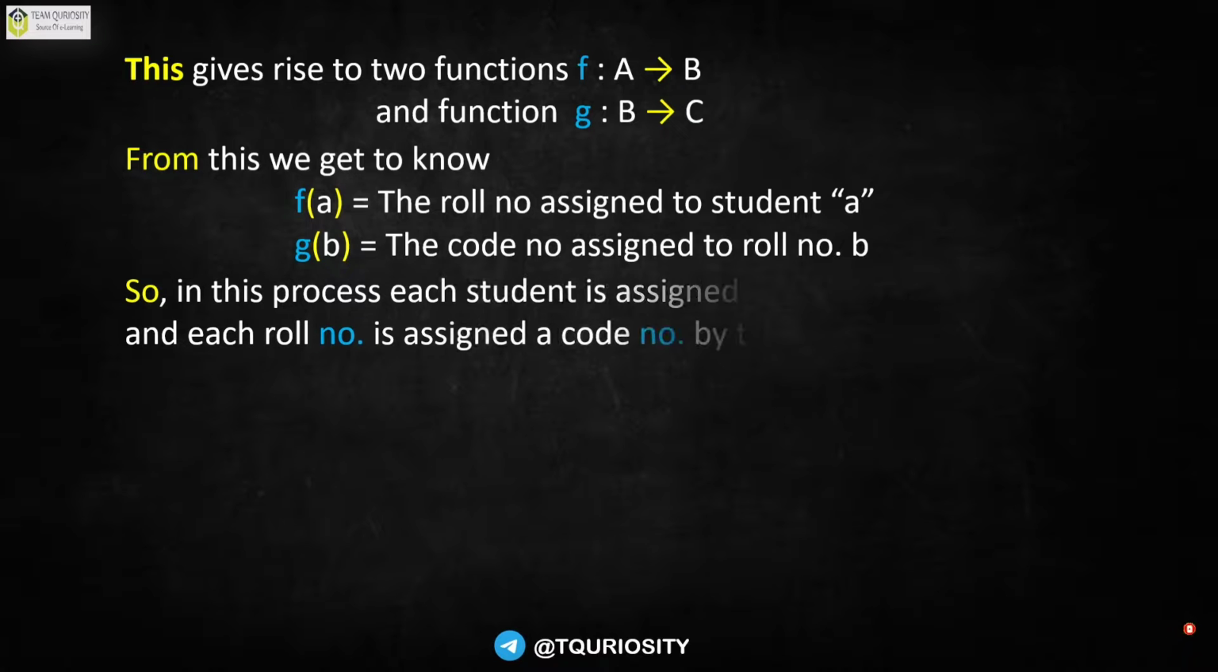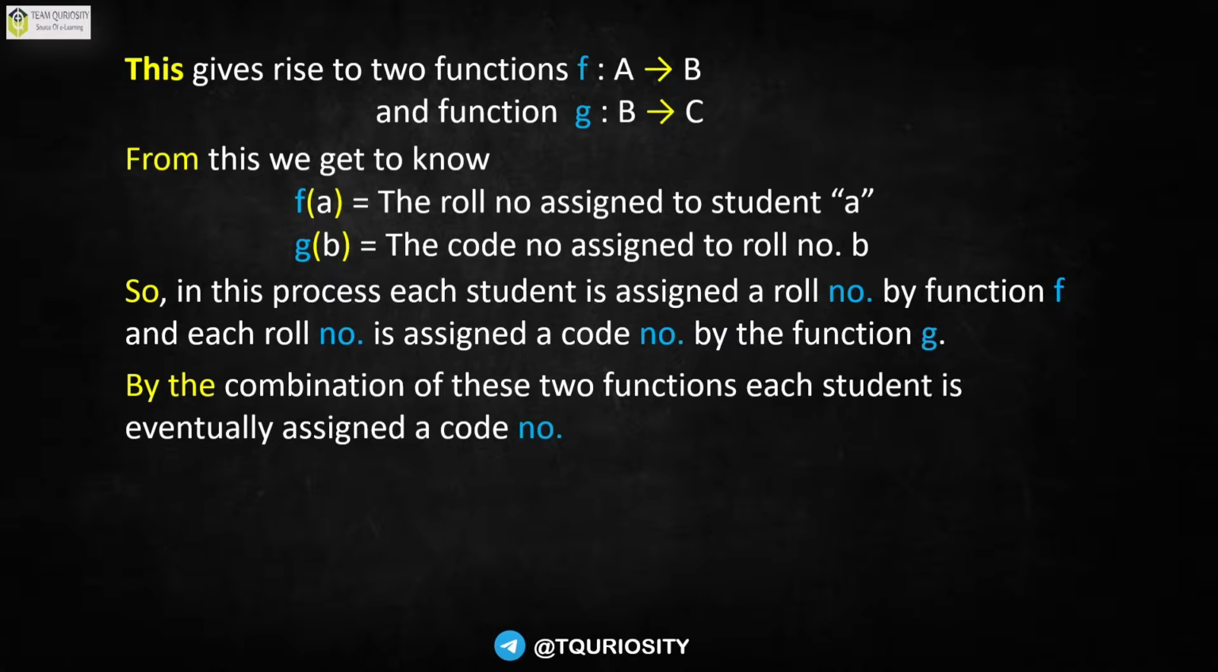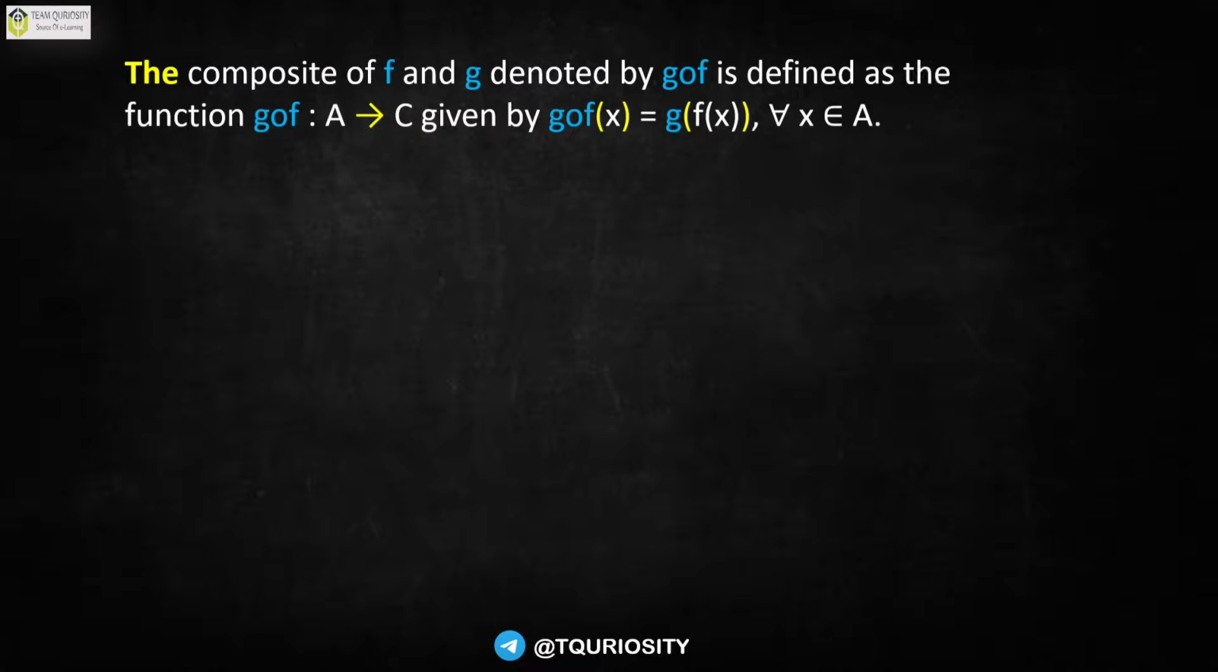So, in this process, each student is assigned a roll number by function f and each roll number is assigned a code number by the function g. By the combination of these two functions, each student is eventually assigned a code number. This leads to the definition of composite function. That is, let f be a function from set A to B and g be a function from set B to C. The composition of f and g, denoted by g o f, is defined as the function g o f from A to C given by g o f of x is g of f of x for all x belongs to set A.